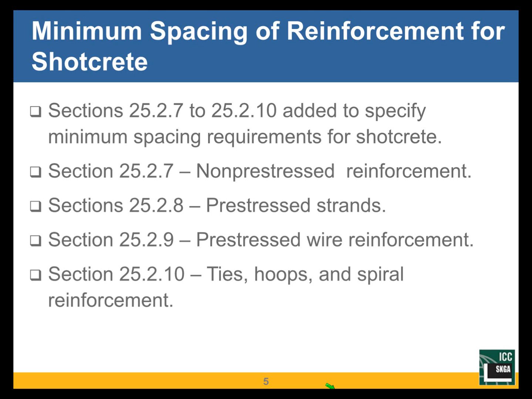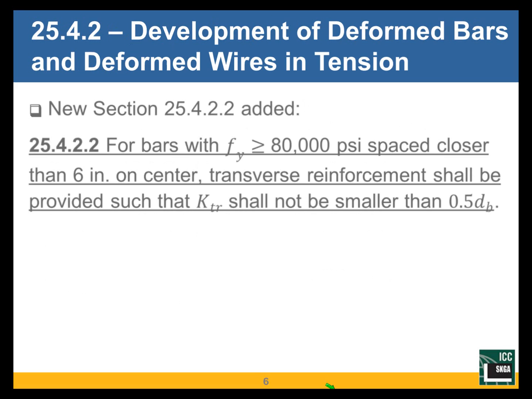So 2 sections have been added to specify minimum spacing requirements for shotcrete. Shotcrete, as you know, is newly added to 318-19. This is minimum spacing requirement for reinforcement in shotcrete. 25.2.7 is spacing of non-prestressed reinforcement. 25.2.8, spacing of prestressing strands. 25.2.9, prestressing wire reinforcement, spacing again, and 25.2.10, spacing of ties, hoops, and spiral reinforcement.